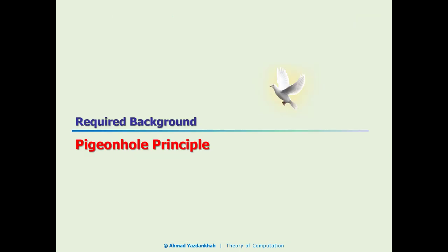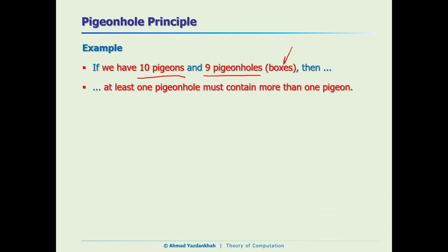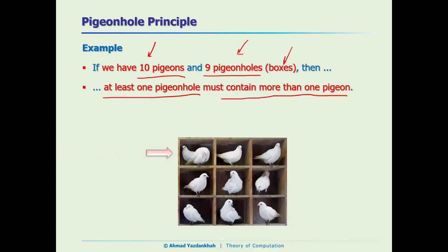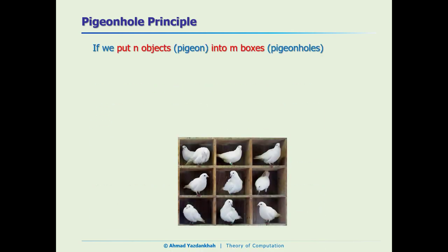Our last but not least required background is the pigeonhole principle. Let's see what it is. If we have 10 pigeons and 9 pigeonholes or boxes, then since the number of the pigeons is more than the pigeonholes, at least one pigeonhole must contain more than one pigeon, right? As you see, if we put one pigeon in every box, then at least we have one pigeonhole that contains more than one pigeon. So here is the official statement of the pigeonhole principle.